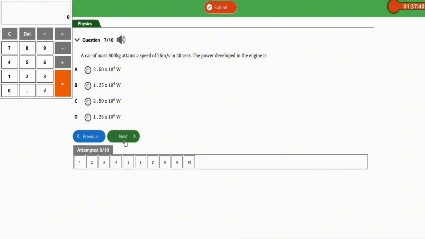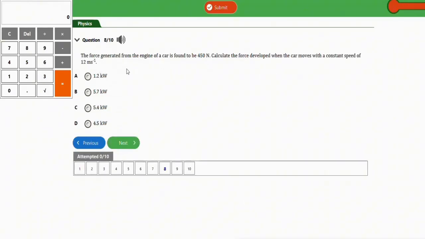So the next repeated question will be this. It says the force generated from the engine of a car is found to be 450 Newton. Calculate the force developed. Now take note that there is an error here. This is supposed to be calculate the power developed when the car moves with a constant speed of 12 meters per second. Okay, that means the power developed and not the force developed.